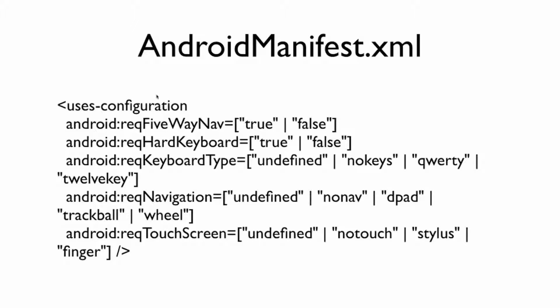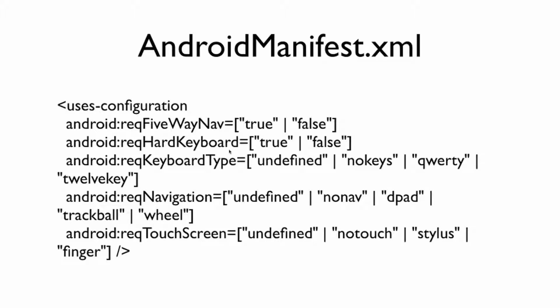Now, the Uses configuration is going to define hardware and software features that your very specific app is going to require. Now, this is normally not going to be needed because you should aim to have your app work on pretty much any device. However, in those situations in which certain hardware is required, this is how you would do it. So, under this first one right here, required 5-way nav, this is going to be set to true if an input device that is capable of navigating up, down, left, and right is required.